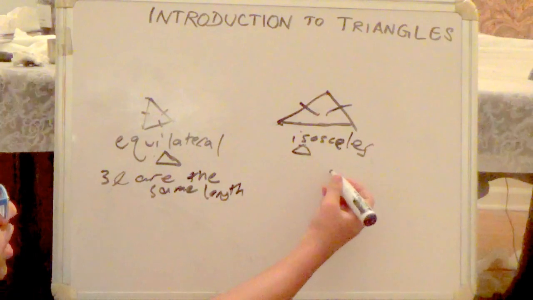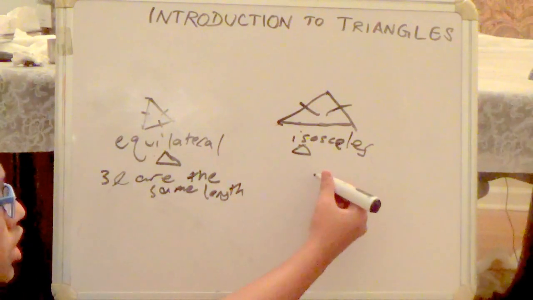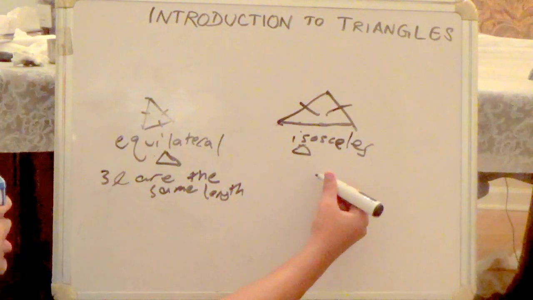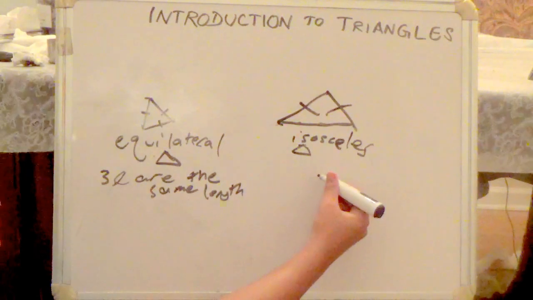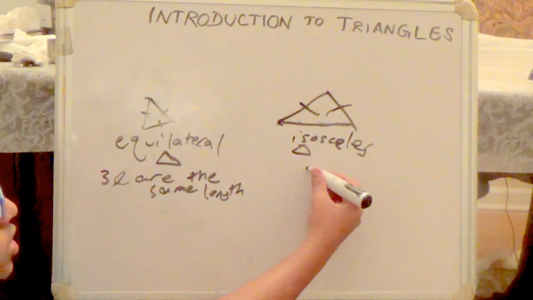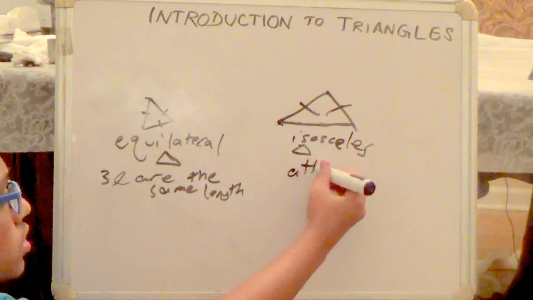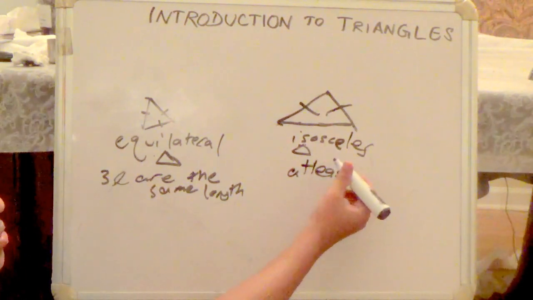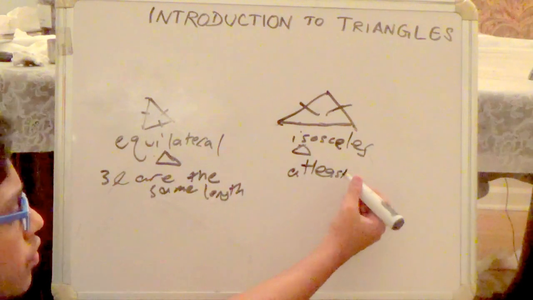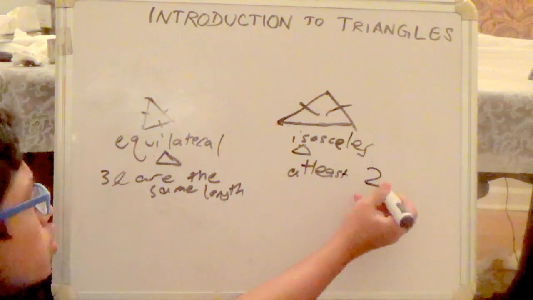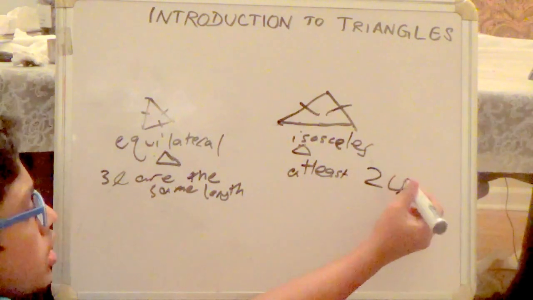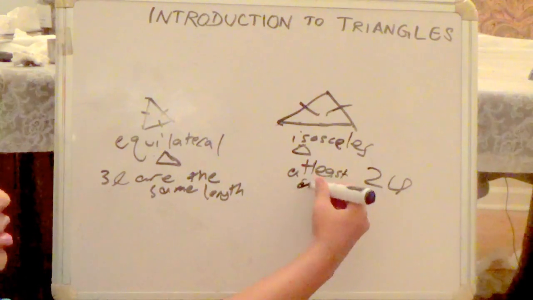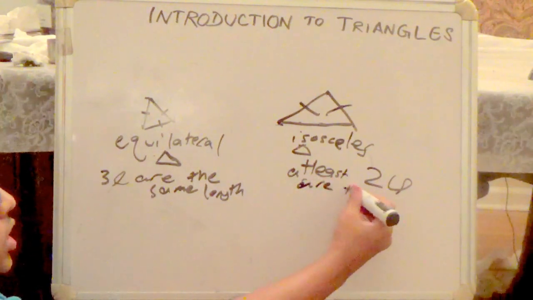Okay, so for isosceles triangles, at least two. It can also be three. So equilateral triangles are also isosceles triangles. So at least, a triangle is isosceles if at least two side lengths are the same length.